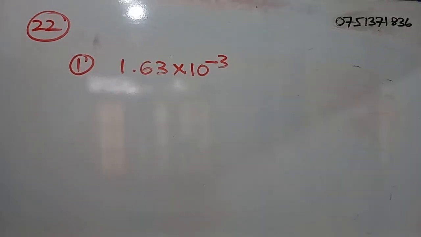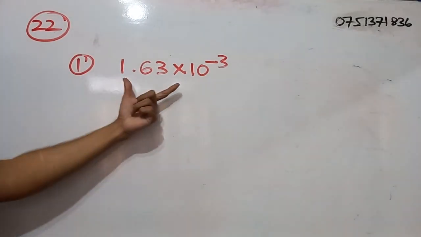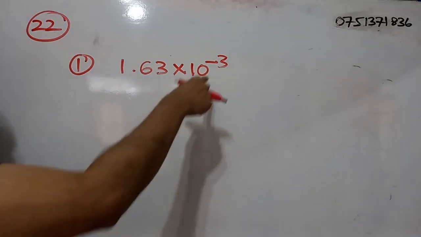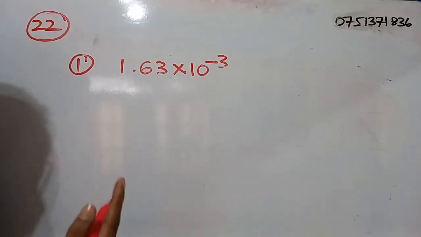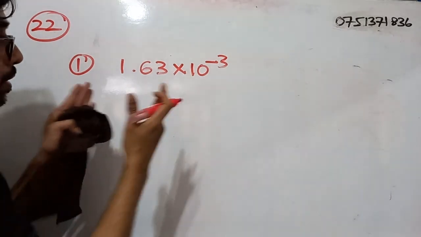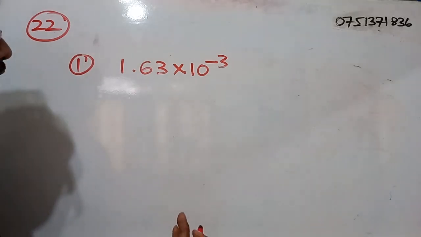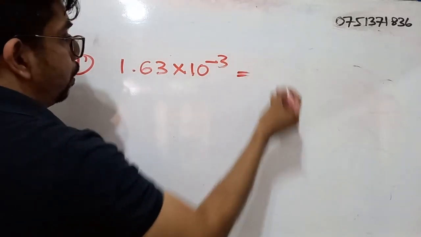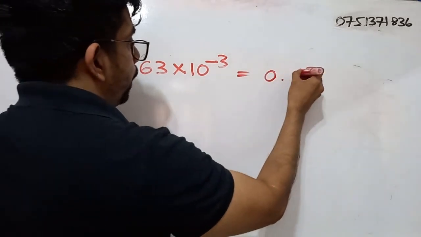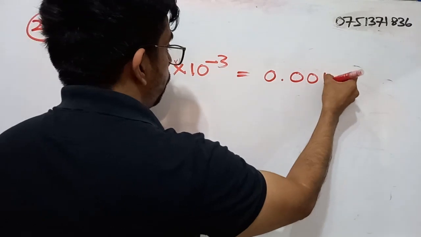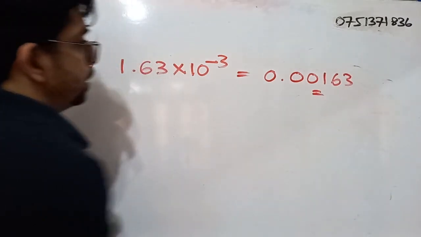Right. Question number 22. There also we have two parts. This is the first one. They are asking us to write this as an ordinary number. By observing this, you have to know that this number has been written down in scientific notation. So what is the ordinary number? Here we have 10 to the power negative 3, no? So 0.00163. So this is the answer.